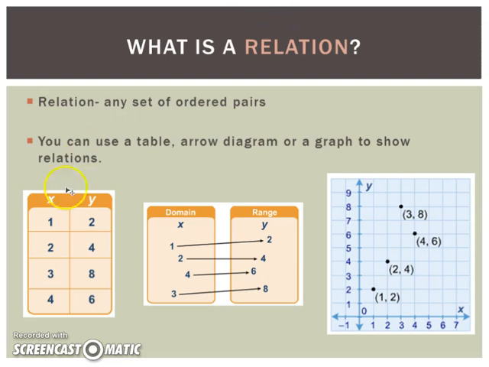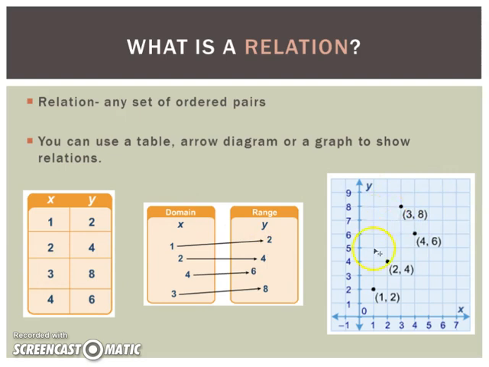to show relations. So in the table you can see that we have x values and they correspond with y values. The 1, 2 would represent the ordered pair, and then 2, 4 is another ordered pair, 3, 8, and 4, 6. You can also represent it with an arrow diagram where an area of the x points to an area in the y. So 1, 2 is the ordered pair, 2, 4 ordered pair, and so on.